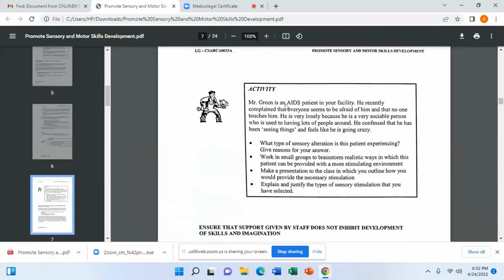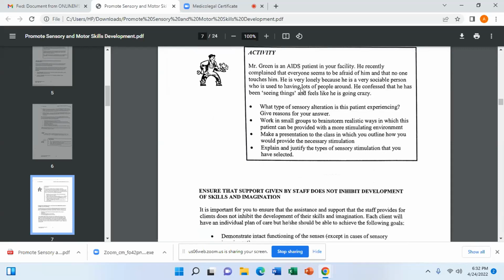All right, so Mr. Green is an AIDS patient in your facility. He recently complained that everyone seems to be afraid of him and that no one touches him. He's very lonely because he is a very sociable person who is used to having lots of people around. He confessed that he has been seeing things and feels like he's going crazy. What type of sensory alteration is the patient experiencing?